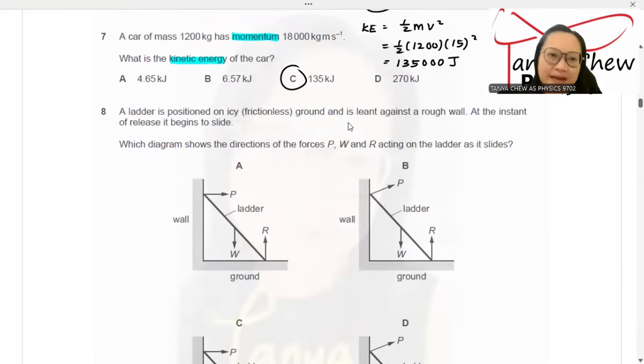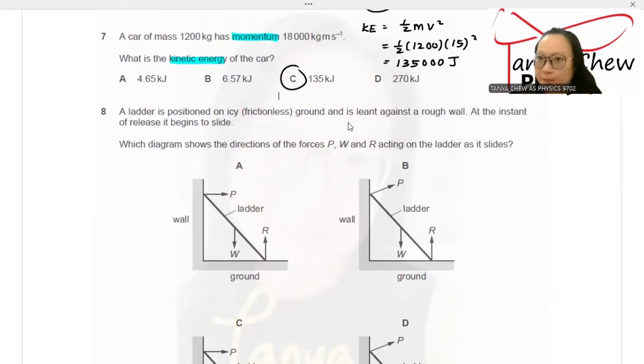Number 8, a ladder is positioned on icy, frictionless ground and is leaned against a rough wall. Rough wall, remember, when the question mentioned rough, it means that there's a lot of friction. At the instant of release, it begins to slide down. Which diagram shows the direction of forces P, W, and R acting on the ladder as it slides?